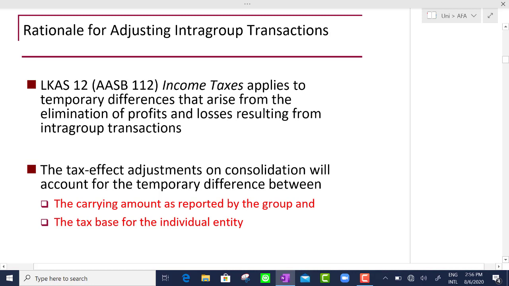Now what we compare here, we compare the tax base of the assets and liabilities of the individual entity.